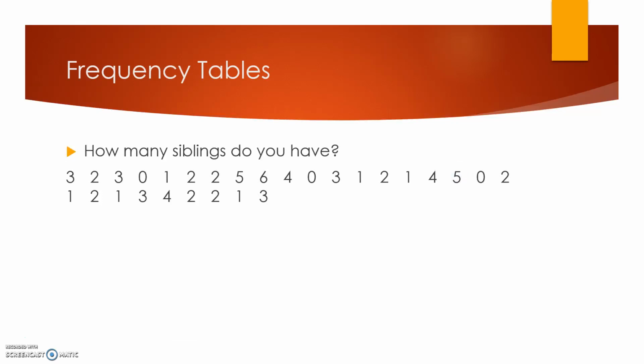So we're going to jump right in, and we're going to suppose that we did a survey asking how many siblings do you have? And these are all of our results. Some people said 3, someone said 2, someone said 3, someone said 0, etc. Each of these numbers represents the number of siblings that one person has.